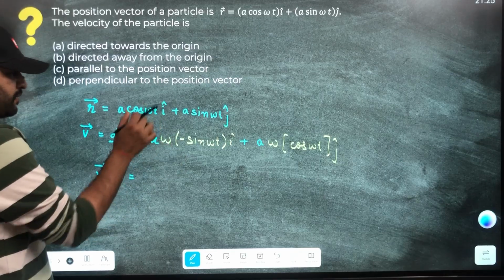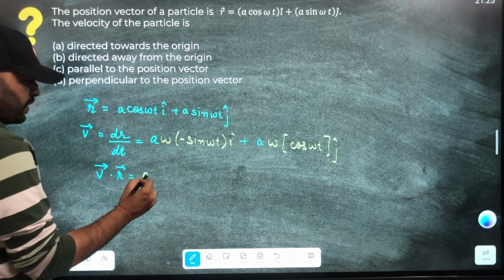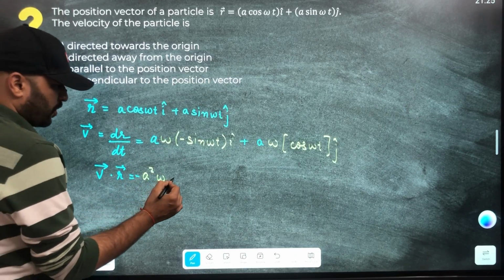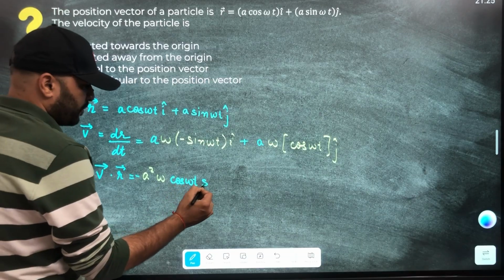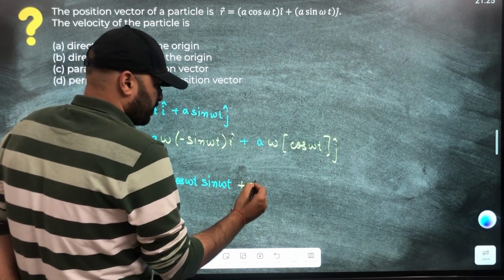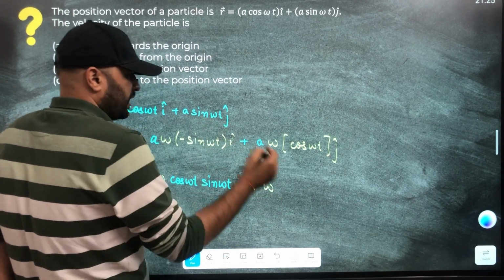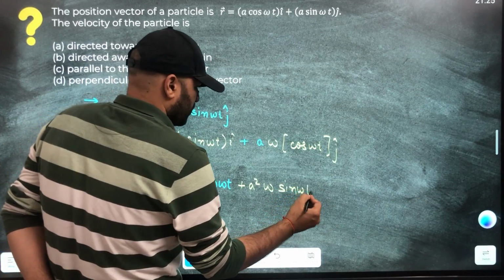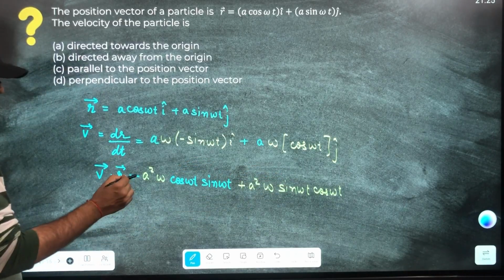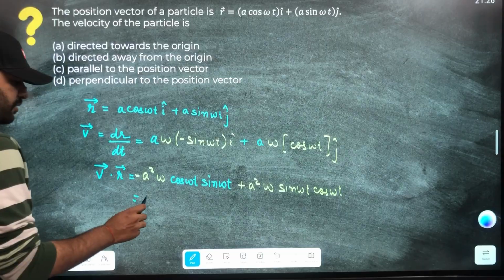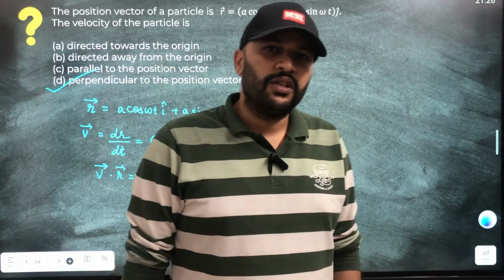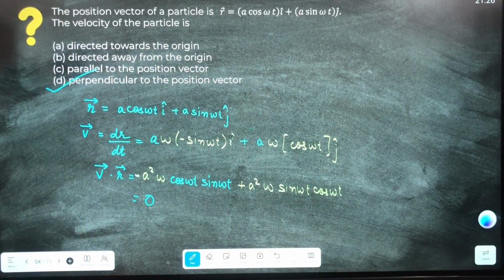So let's find the dot product here. When you multiply this with this using the dot product, a and a give a squared, omega, cos omega t and sin omega t. So I am putting negative cos omega t and sin omega t. I dot I is 1, correct? And here a and a, this is a squared, plus omega, sin omega t, cos omega t. Now look at this very carefully. This whole thing cancels with this because there is a negative sign in front. Clear? It reduces to 0, which means both are perpendicular to each other. So the velocity vector is perpendicular to the position vector in this case. Let's see the next one.